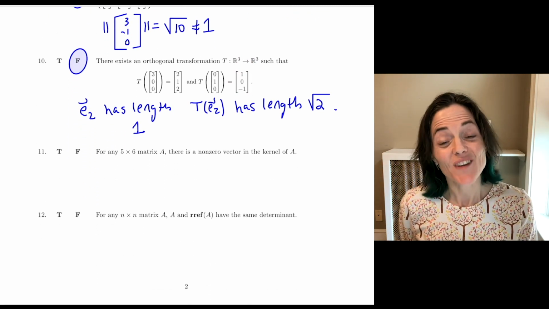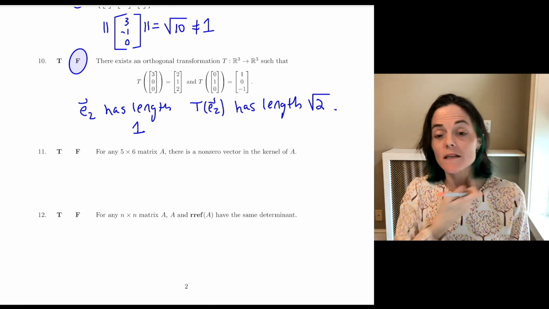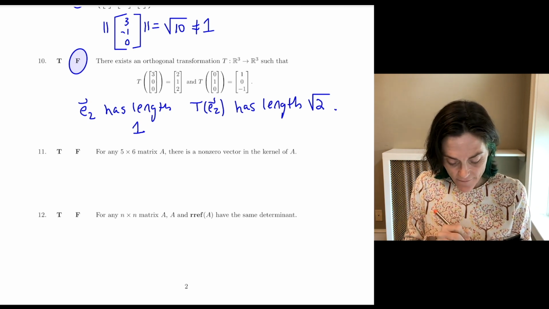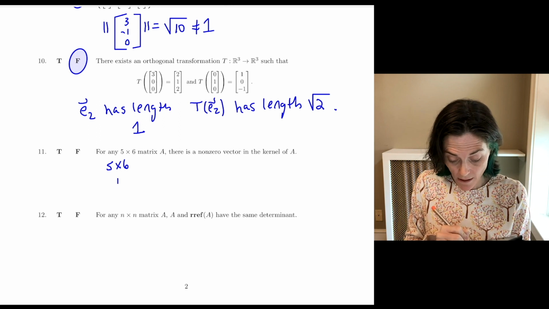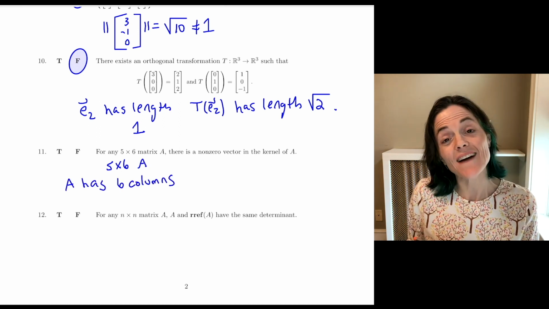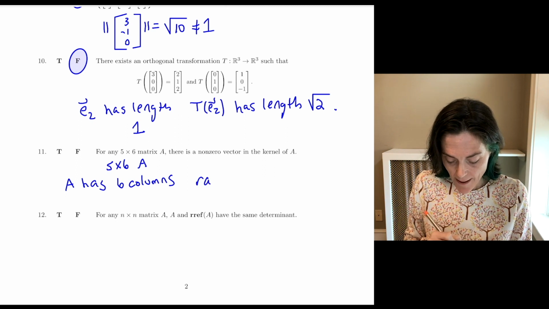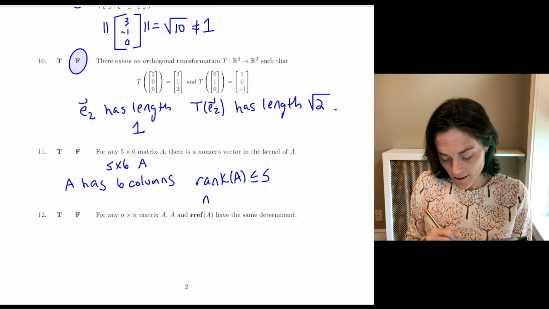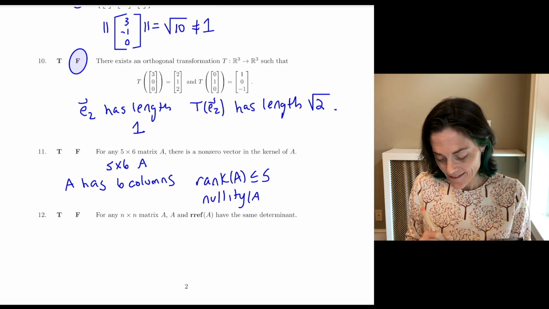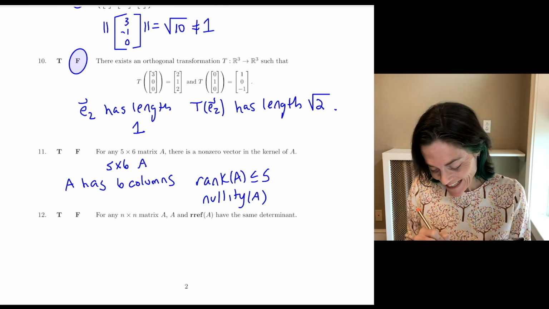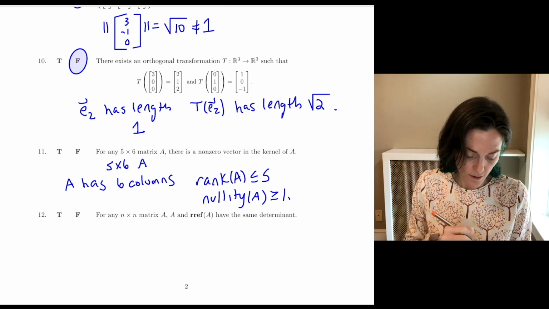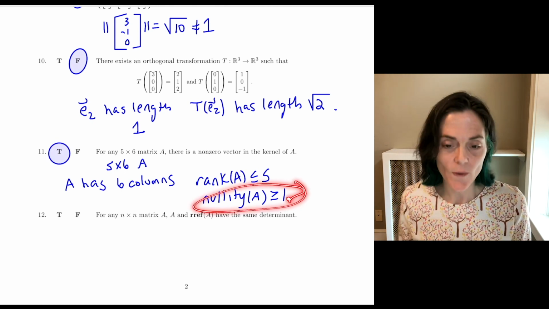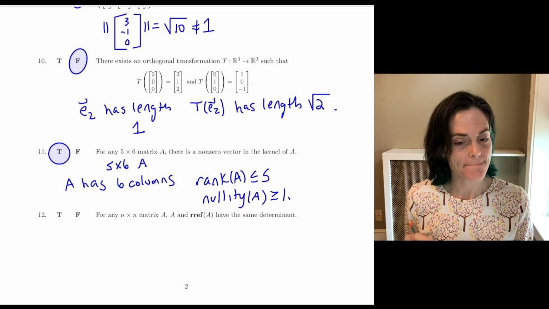Number 11, for any 5 by 6 matrix A, there is a non-zero vector in the kernel of A. Well, let's think about this here. We have 5 by 6, so we have 6 columns. Moreover, we only have 5 rows. So the rank of A is less than or equal to 5. We know the nullity of A. Well, we have 6 columns, so it is at least 1. So the answer is true. The dimension of the kernel of A, which is the nullity of A, is at least 1. So we will have a non-zero vector in the kernel of A.